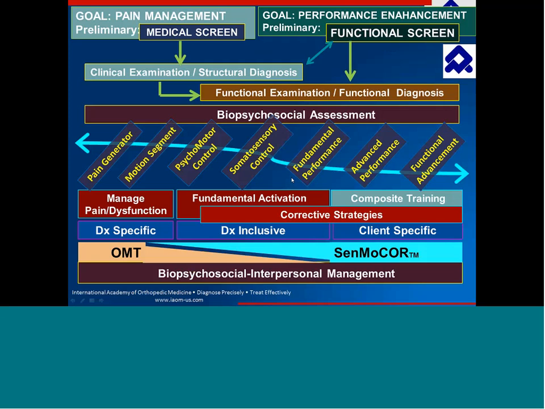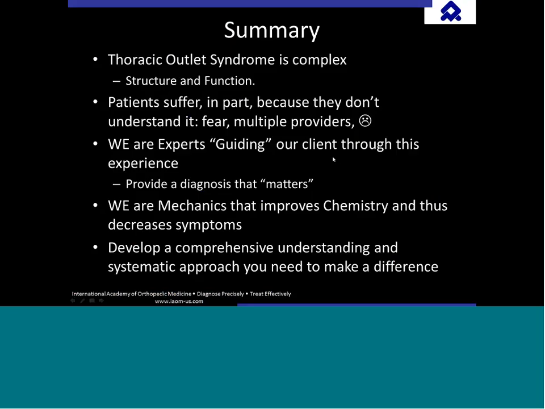So as I mentioned, there are so many different ways to approach this. We're talking about the pain generator, but we're also talking about function. And we didn't get a chance to talk too much about how to normalize muscle function in this case, but that's a foregone conclusion that we bring it all back together. And how we communicate with patients is going to be important also. So in summary, thoracic outlet syndrome is complex. There's structure and function. Both deserve your attention.